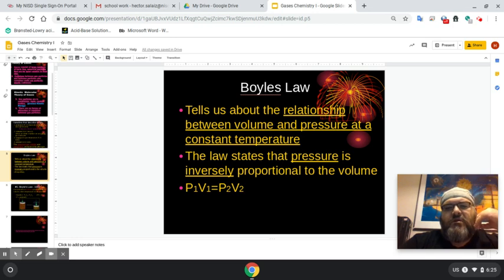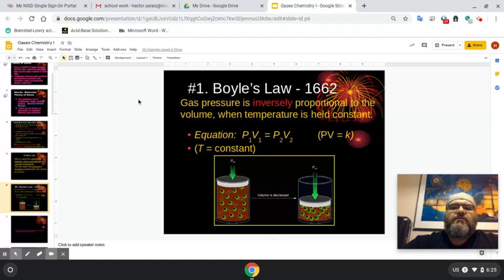All right. So during Boyle's law, the factors that we're messing with are volume and pressure. And then temperature is going to stay constant, which means it's going to stay the same. So volume and pressure will change, temperature will stay the same. All right. Let's see here. So here's a little picture of how this works. Gas pressure is inversely proportional to the volume. Okay, so pressure and volume. All right, that's what we're messing with here. Temperature is held constant. All right, here's that equation. See, T equals constant, which means that it's not going to change.